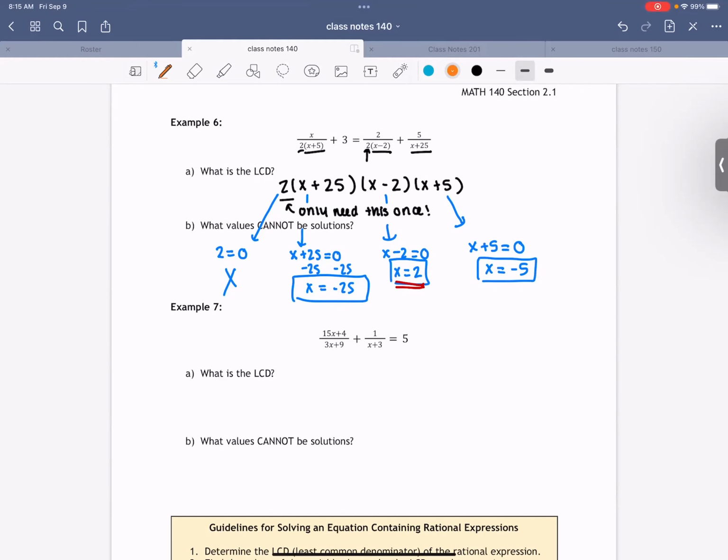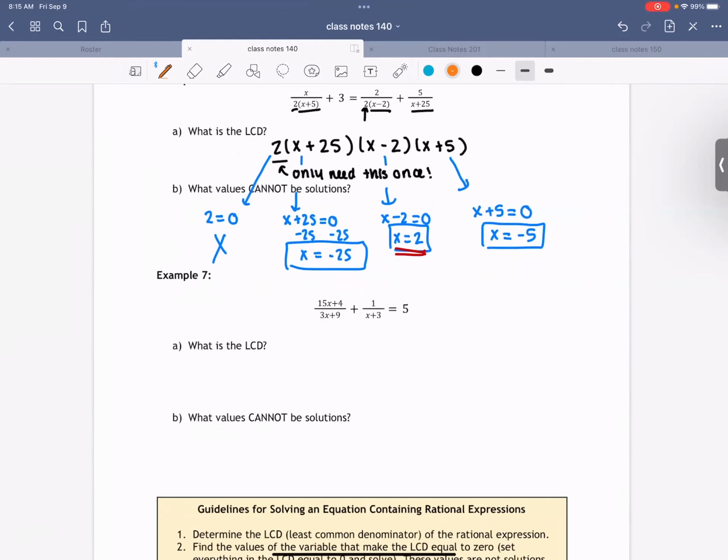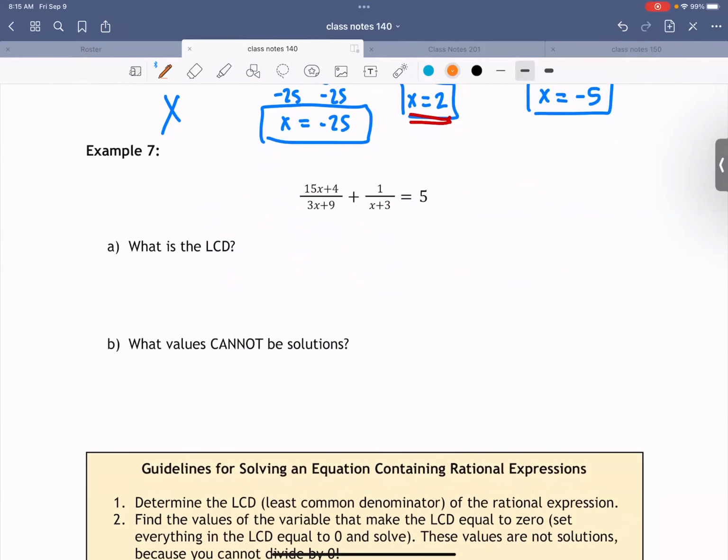Here we go. So example 7 is very similar to your warm-up. It looks like we're just trying to find the LCD. Any guesses on what the LCD might be, based on our last process? Yes? Yeah, okay. I like how you're saying that.